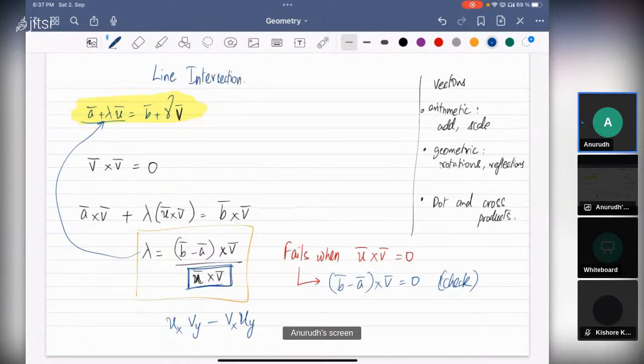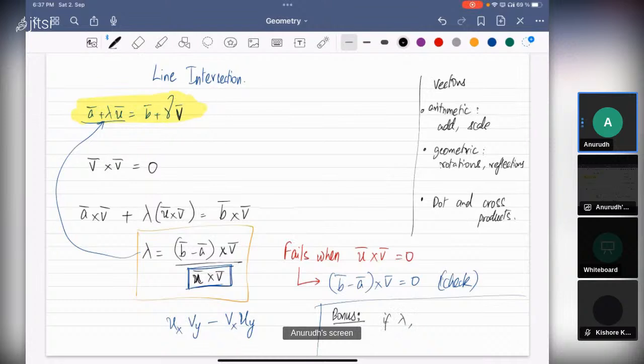Now you might be wondering, does this work for line segment intersection? And it does. You don't need to do anything extra. The code is exactly the same. You just need to check if the final value of lambda you obtain is between 0 and 1. That's just a bonus with no extra implementation required.